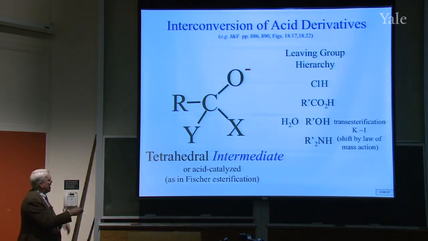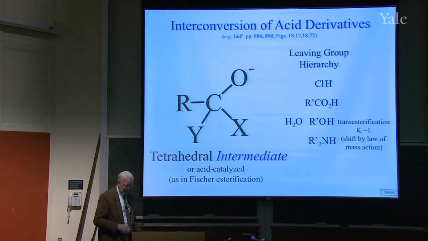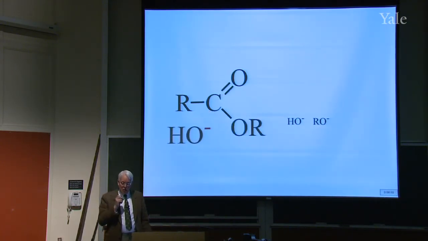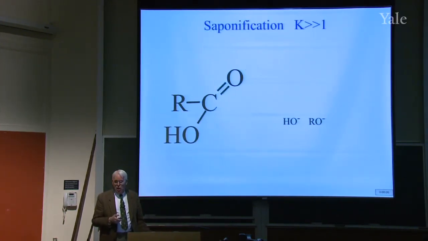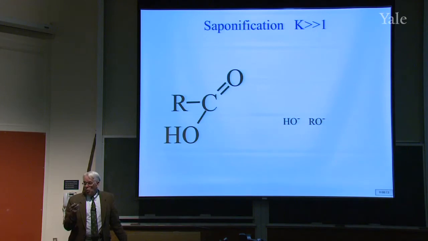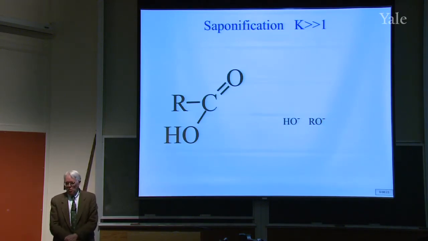Right, so going back and forth between ester and acid is very much like these transesterifications. But if you use base, it's a different story, right? So you can have hydroxide come in and OR minus go out, that's fine. And it looks like it should be an equilibrium constant of about 1. But in fact, this reaction has a special name, saponification, and it has an equilibrium constant much greater than 1.